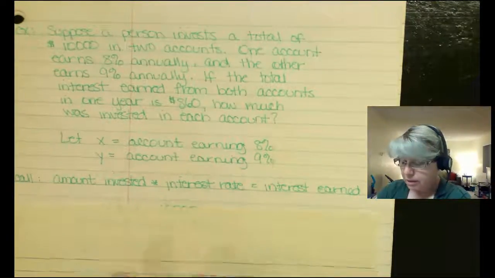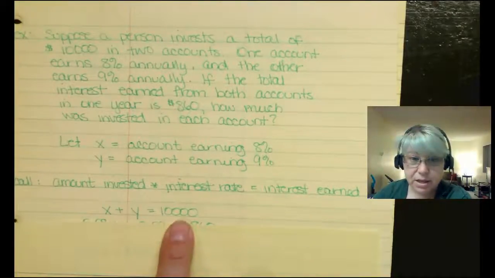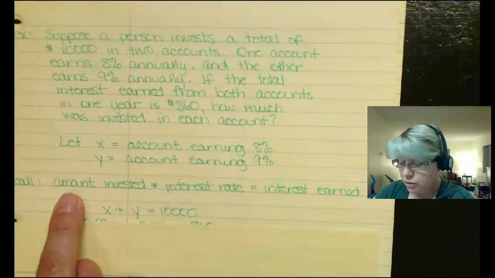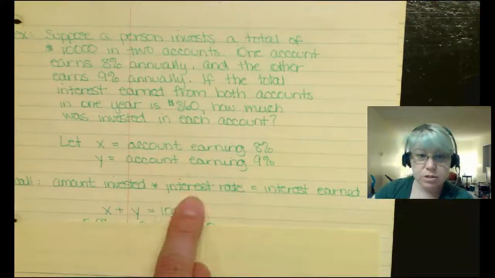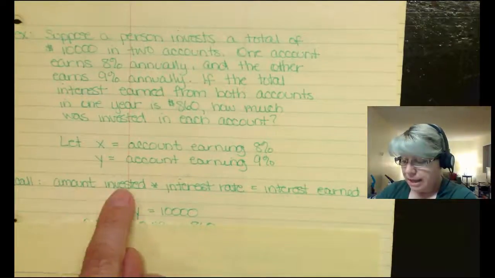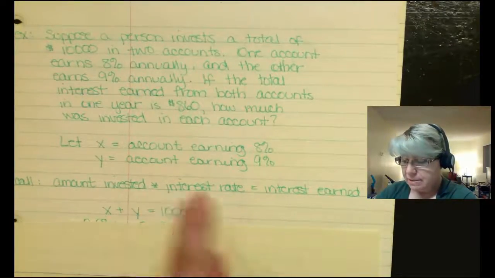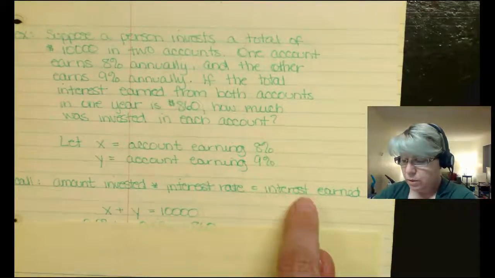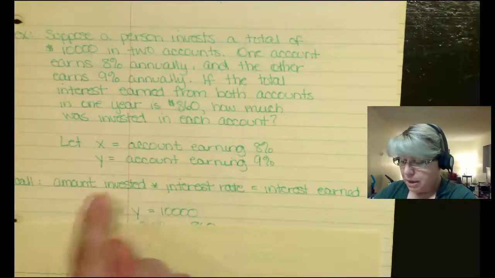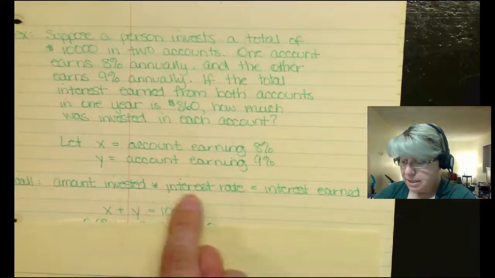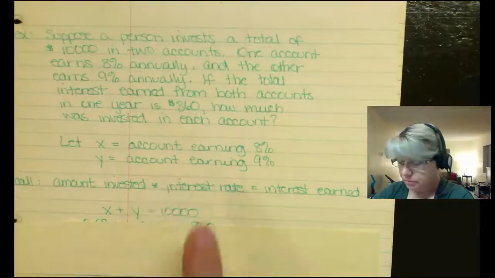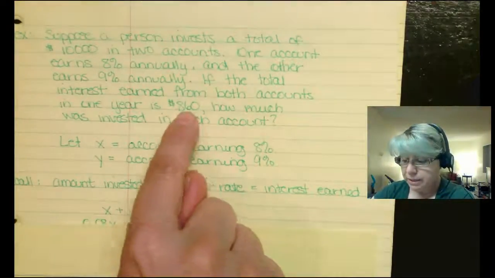Therefore, x plus y equals 10,000. Now I just want to recall something. How do I figure out interest? Well, interest is the amount invested times the interest rate. So the amount invested, x, times the interest rate, 8%, will equal the interest earned in that account. Likewise, the amount invested, y, times the interest rate, 9%, will give us the interest earned in that account. If I add those two together, it will add up to 860.